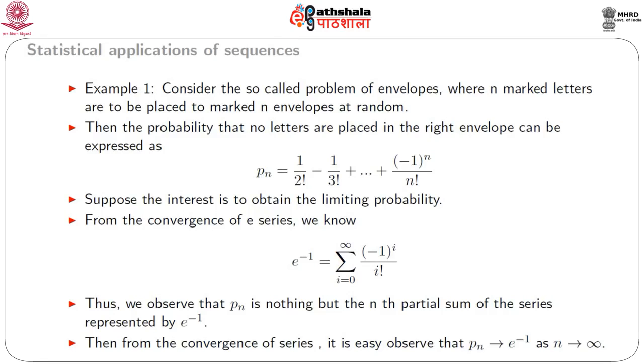Now, from the convergence of the e series, it is known that e to the power minus 1 has the expression summation i from 0 to infinity of minus 1 to the power i divided by i factorial. Thus, we observe that Pn is nothing but the nth partial sum of the series represented by e to the power minus 1. Then, from the convergence of series, it is easy to observe that Pn tends to e to the power minus 1 as n tends to infinity. In fact, we have defined convergence of series, and we have seen that partial sums of a series converge to the actual limit.